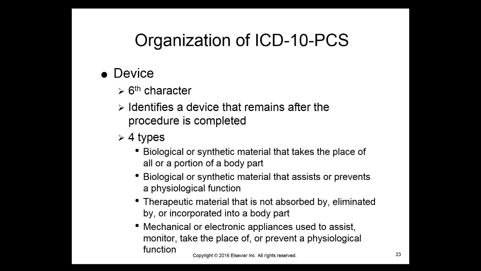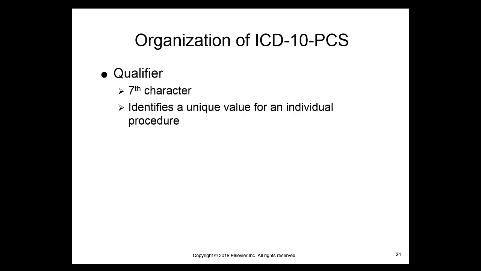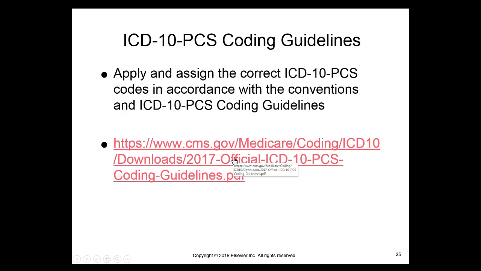The sixth character is a device, and it's only coded when the device actually remains in the body after the procedure is completed. They identify 4 types of devices, and again, you can look in the device definitions for more information about those devices. The final character in a code is the 7th character, and it can be a unique value within each of those sections or body systems. Many times the default code for that is a Z. Sometimes it's not, but many times it is, and a Z indicates that there is no qualifier. Again, this is the link to the CMS website, which will be your resource for everything PCS.